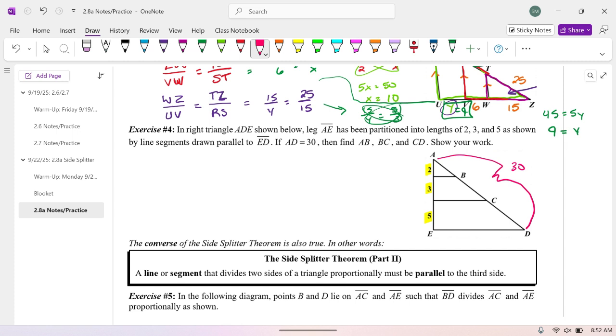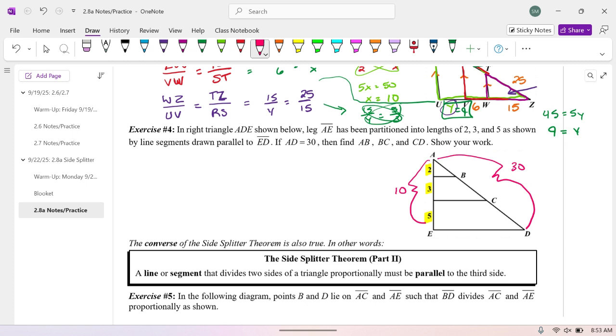All right, if we start with this, we got all of our sides here. Now, we know that the entirety of AD is 30, and then we got the partition of the other side. Now, what would this side all be equal to? So if I add up all three of these side lengths, so 2 plus 3 plus 5, what would it give us? 10.